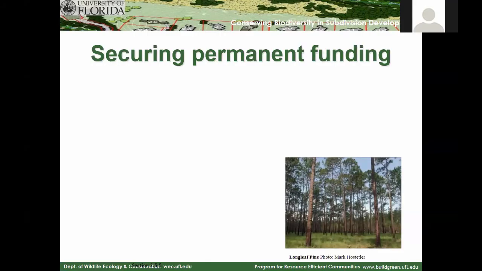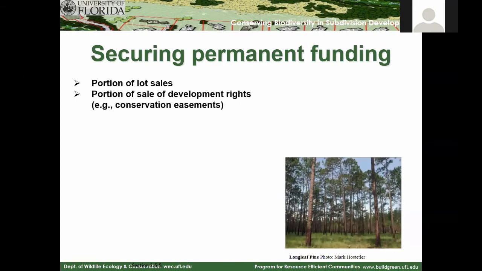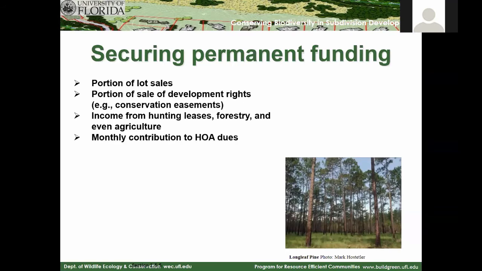So you have to secure permanent funding, where it could be a portion of lot sales or development rights when you do easements, or from larger properties with leases. And what we found with some of the smaller developments is that a monthly contribution to HOA, homeowner association dues, can work, and also property taxes that go towards management itself.